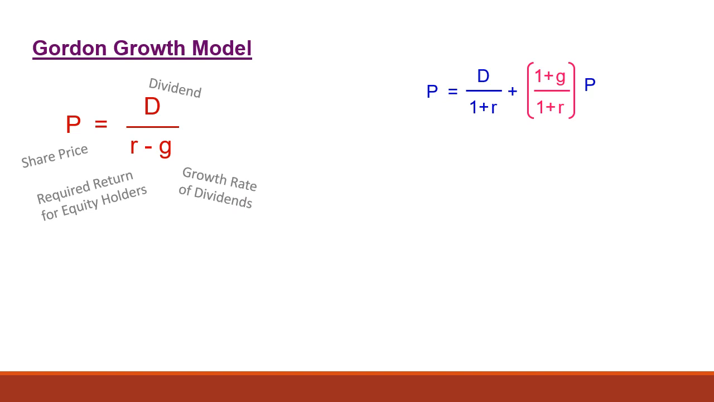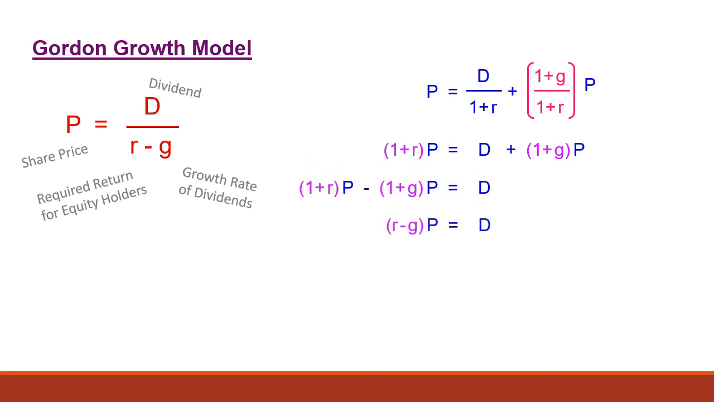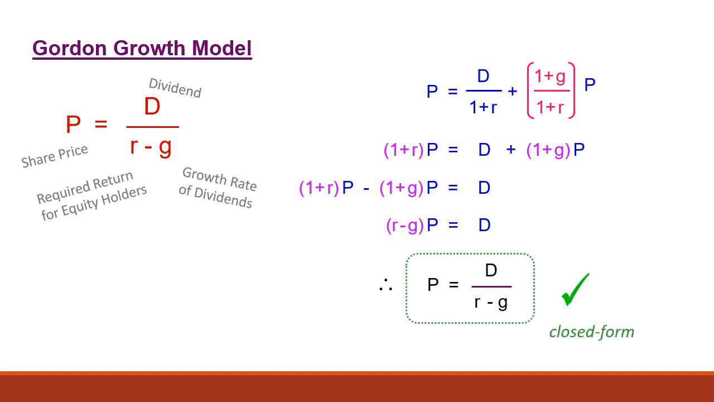Now is the finishing touch. We just multiply both sides of the equation by 1 plus R, rearrange a bit, and yes, we've got the Gordon formula, which is now in the closed form and is very convenient for use.